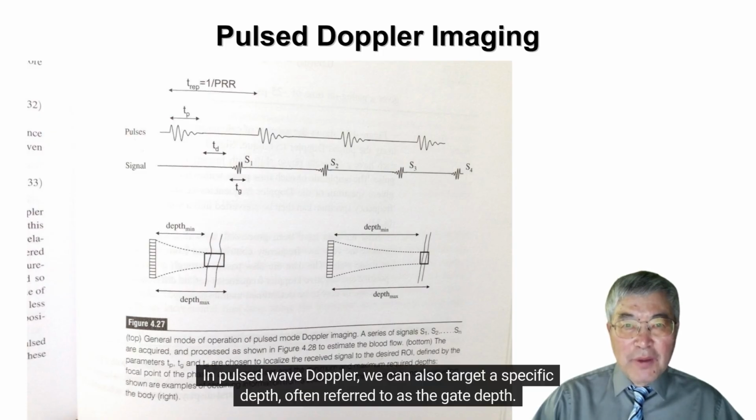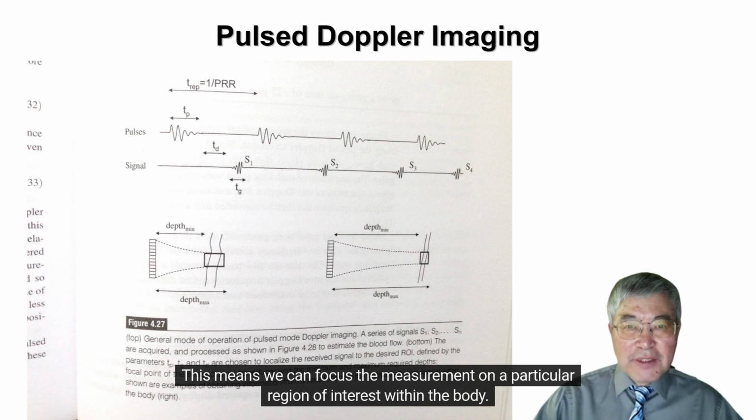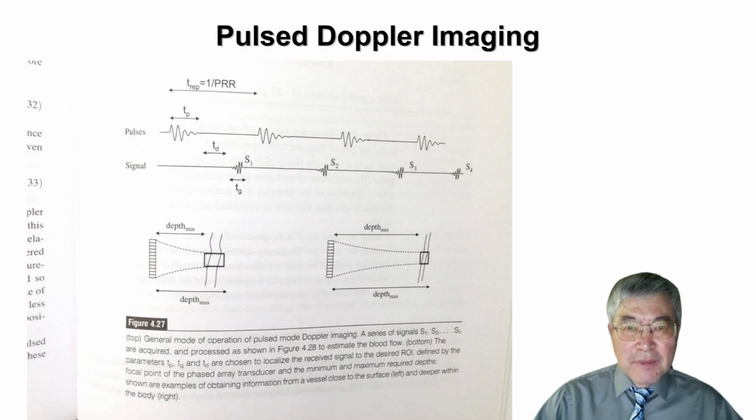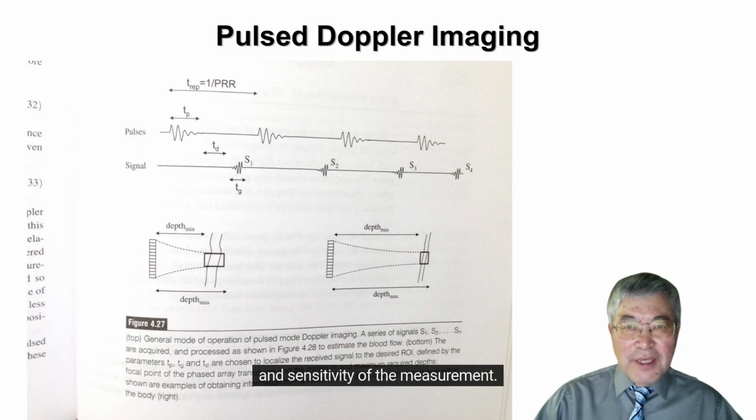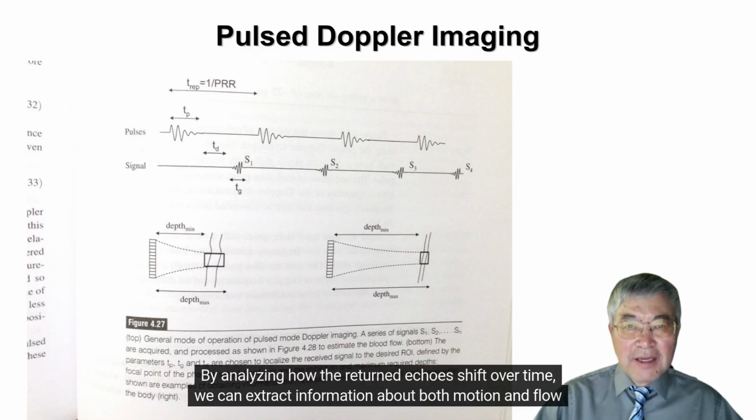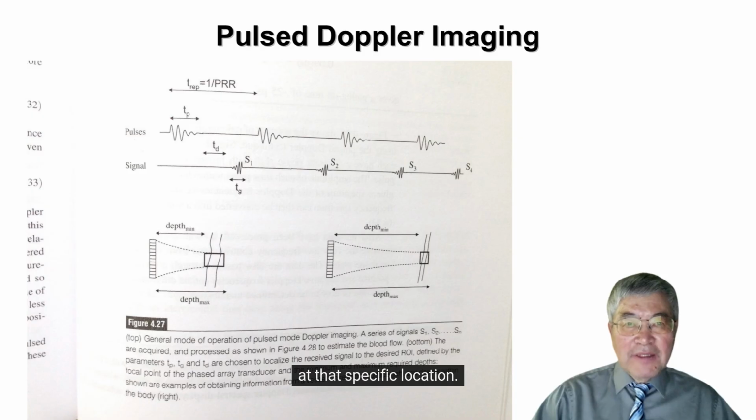In pulsed wave Doppler, we can also target a specific depth, often referred to as the gate depth. This means we can focus the measurement on a particular region of interest within the body. The operator can adjust this gate, make it deeper, shallower, wider, or narrower to control the resolution and sensitivity of the measurement. By analyzing how the returned echoes shift over time, we can extract information about both motion and flow at that specific location.